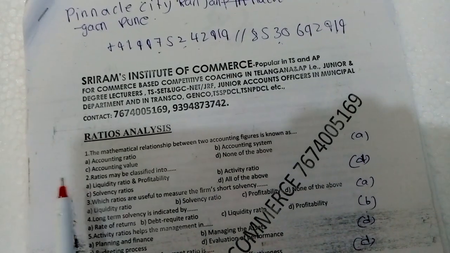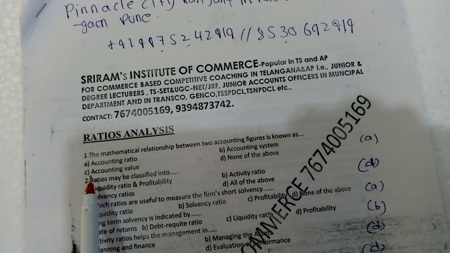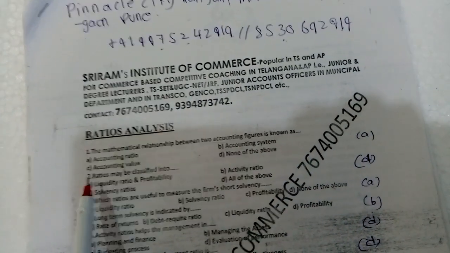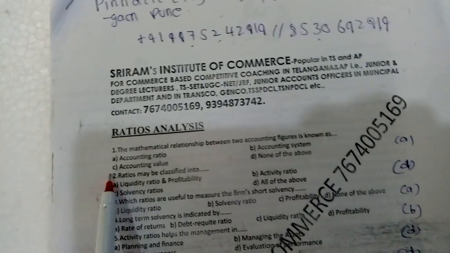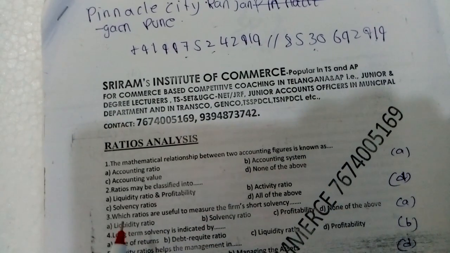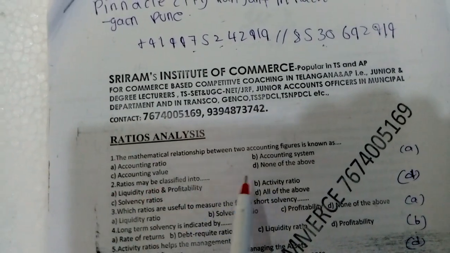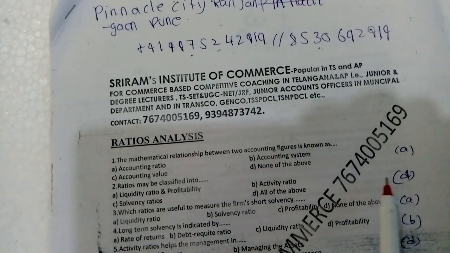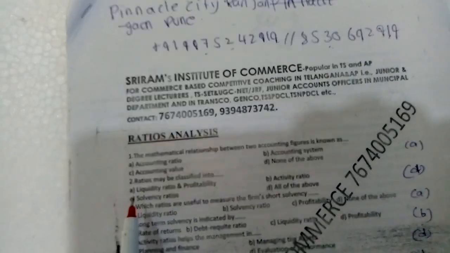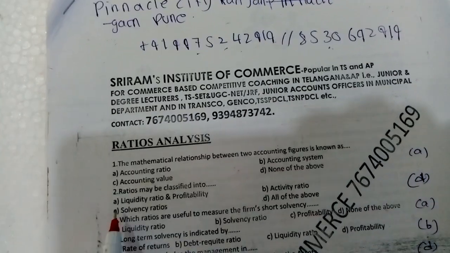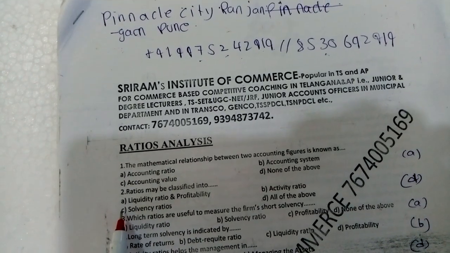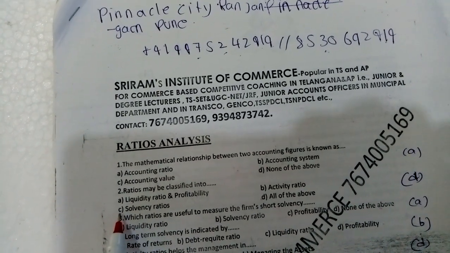Question number one: the mathematical relation between two accounting figures is known as? Option A is accounting ratio, B is accounting system, C is accounting values, D is none of the above. A's answer is accounting ratio. Mathematical relation means one to another. We are calculating. Accounting ratio means relation between the accounting figures.